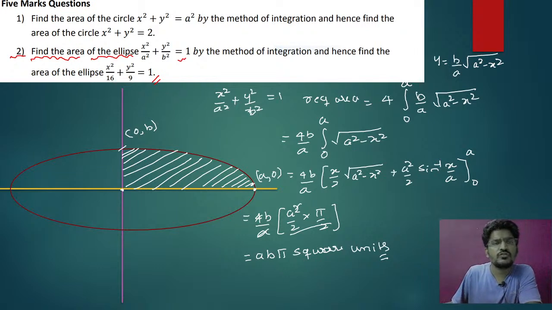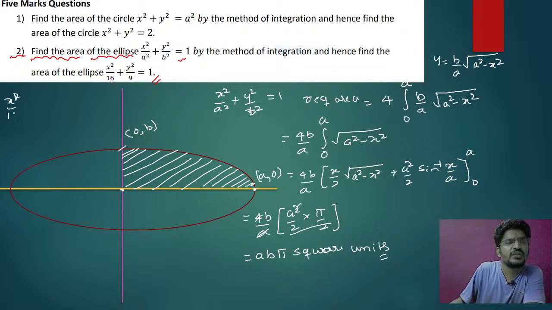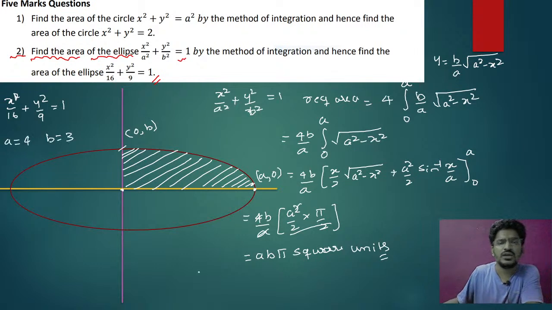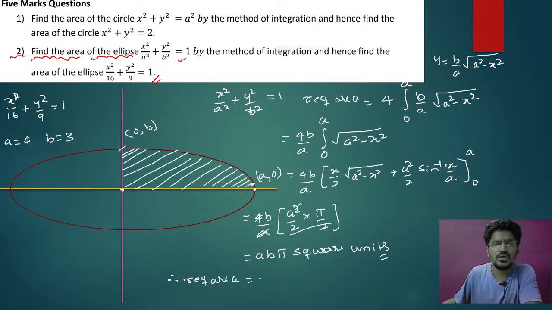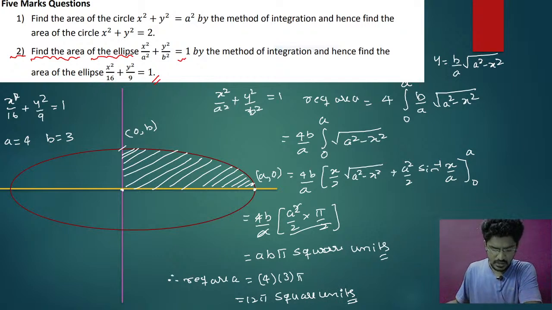And now I can go for solving the problem, that is x square by 16 plus y square by 9 equal to 1. So compare these two equations: a will be equal to 4, b will be equal to 3. Therefore the required area will be equal to a is 4, b is 3, pi square units, that is 12 pi square units. 12 pi square units will be the answer. Clear?